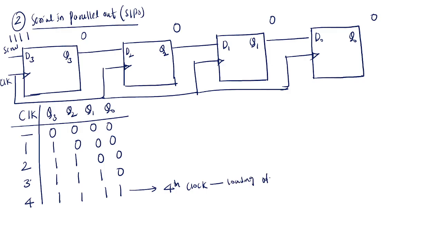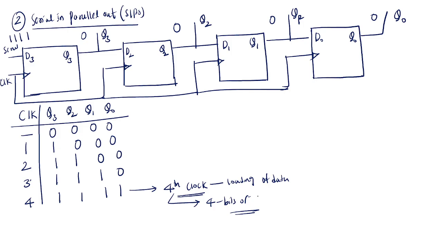Loading of data. Parallelly, you can take 4 bits of data in parallel. That means you are taking it out in parallel. So at the fourth clock pulse, it will take one clock cycle. At the fourth clock cycle itself, 4 bits of data you are taking out. So at n clock pulses, here the fourth clock pulse, you are getting 4 bits of data. This is serial in, parallel out.